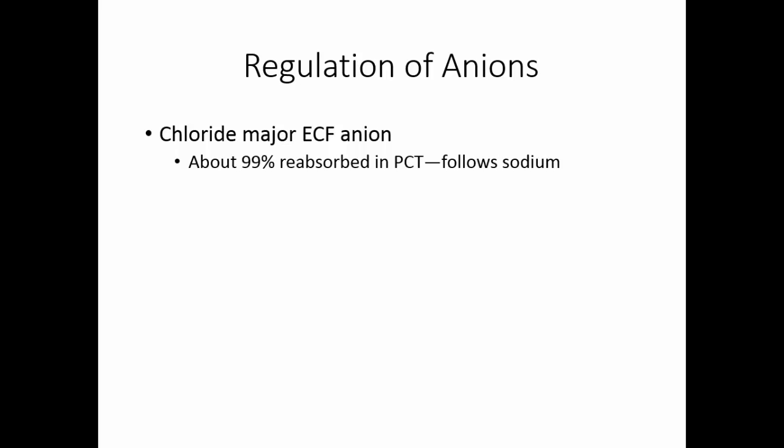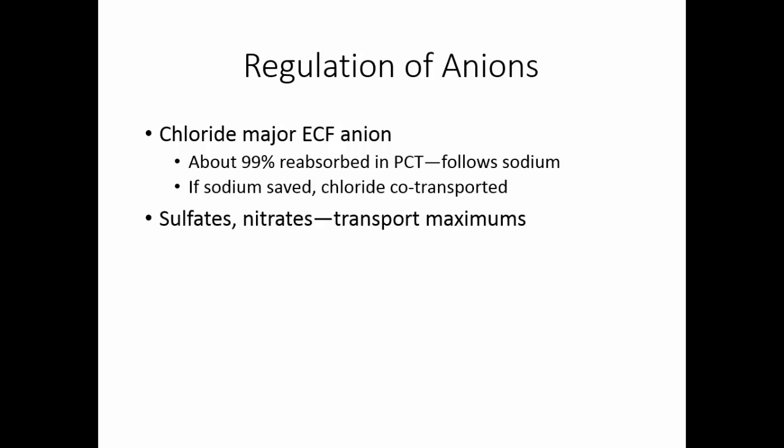About 99% of our chloride is reabsorbed in the proximal convoluted tubule. Like water, chloride follows sodium. Anytime we're saving sodium, chloride is going to be co-transported with it. The other anions are the sulfates and the nitrates. They're typically reabsorbed in the proximal convoluted tubule to whatever transport maximums apply for those ions.